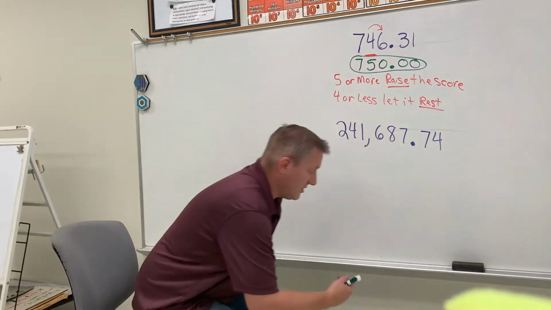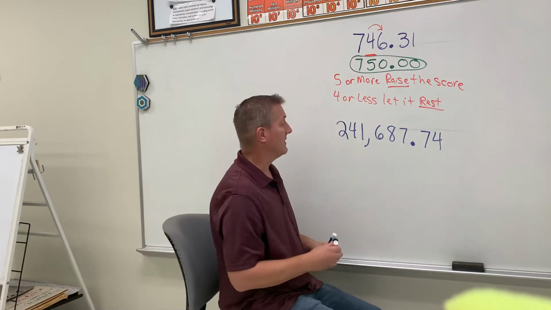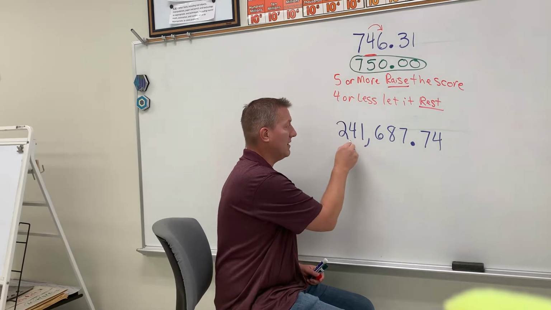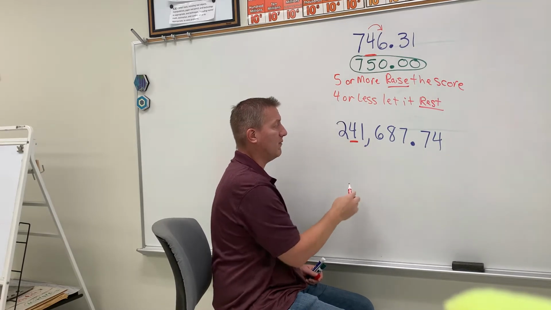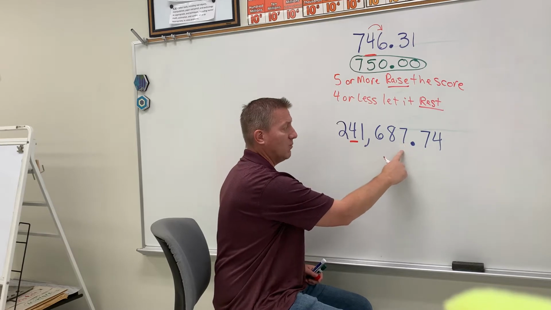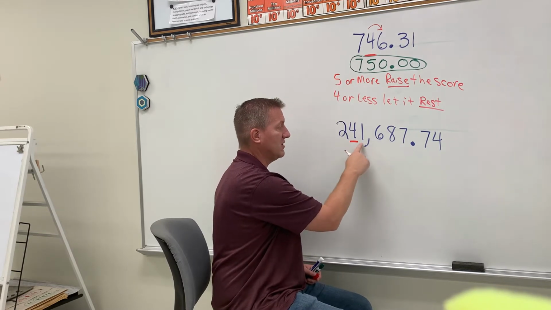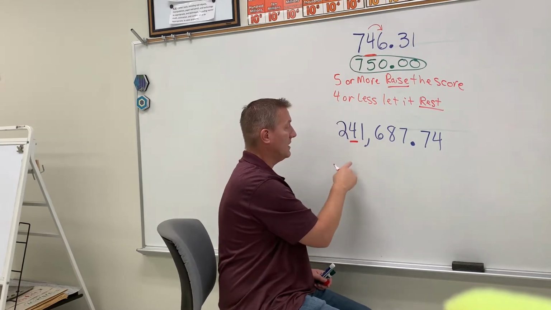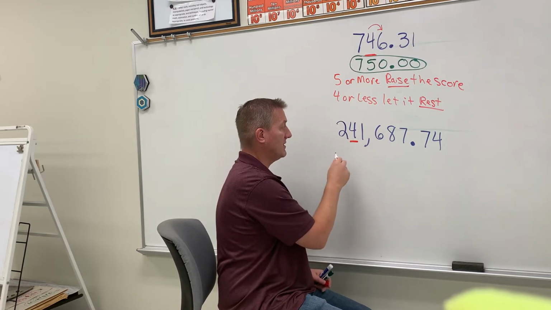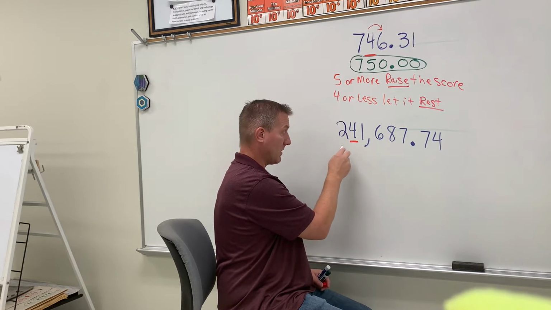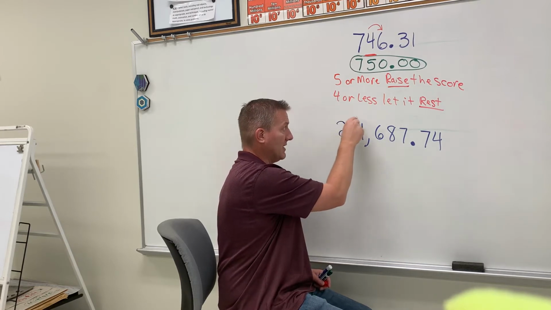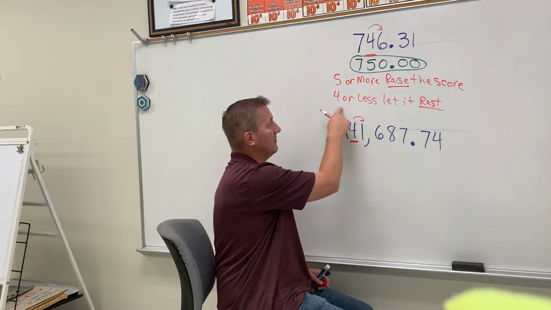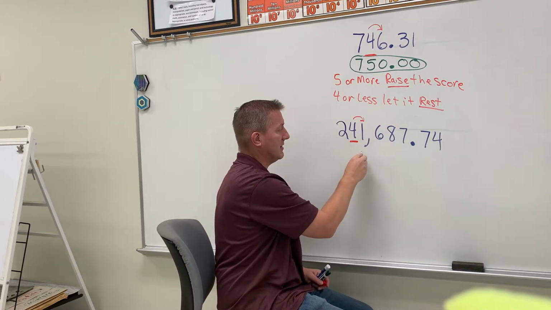All right, let's take a look at this one. This time, let's just say we underline the 4 here. So that's the ones, tens, hundreds, 1000s, 10,000s place. So we're rounding this one to the 10,000s place. We're gonna look at the number to the right. It's a 1. 4 or less, let it rest.